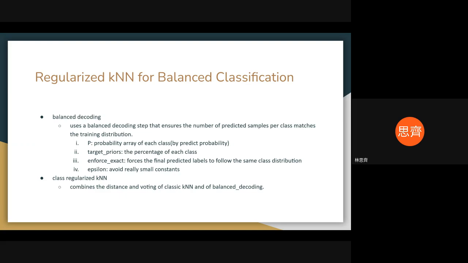Specifically, it converts the probability of each sample belonging to each class into a cost, and assigns samples to classes in order of the lowest cost until the desired number of samples per class is reached. This approach effectively prevents the model from being biased toward majority classes and results in more balanced and fair predictions.